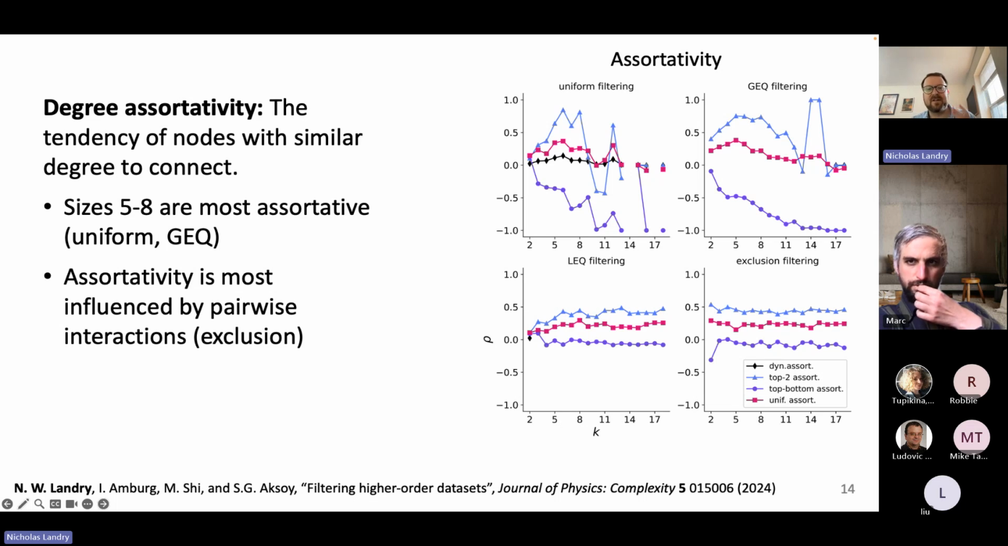We can be more precise here, but I just want to illustrate the general trends that we're noticing. And in addition, if I look at the bottom right there, that exclusion filtering, it seems like when we exclude the pairwise interactions, that drastically affects the top-bottom assortativity, that purple curve at the bottom there. So it seems to indicate that pairwise interactions have the greatest effect on the assortativity.